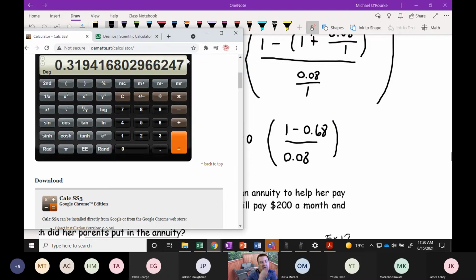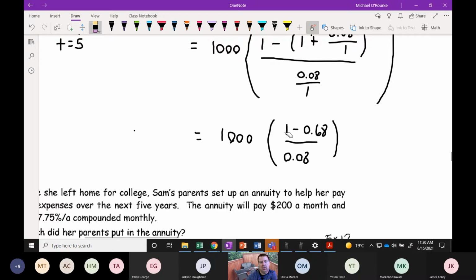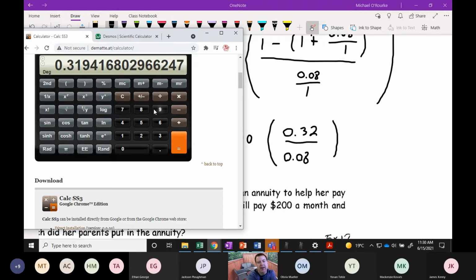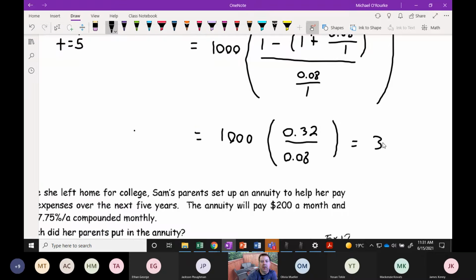So I need to make that into a negative number, so I multiplied it by -1. So it's 0.32, right? In this case, I would divide it by 0.08, press equal, then times it by 1,000. 3992.71. Seems low to me.